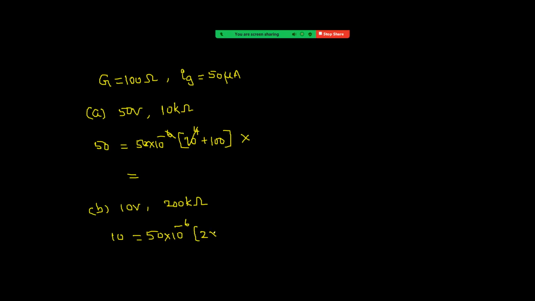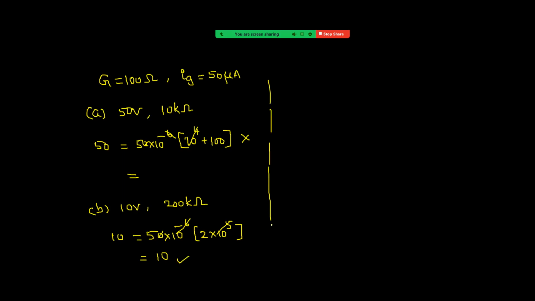This is now 2 into 10 power 5, right? Kilo is 10 power 3 and 2 zeros, 10 power 5. Now see what we can do: 10 power 5 and one more zero gives 10 power 6. Cancel this one. So 5 into 2 is 10. So option B is correct.